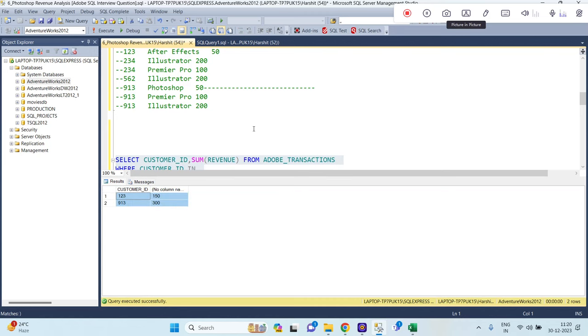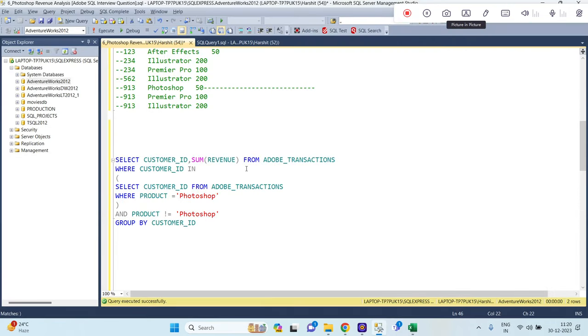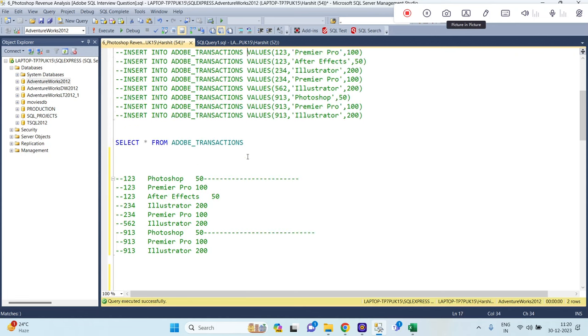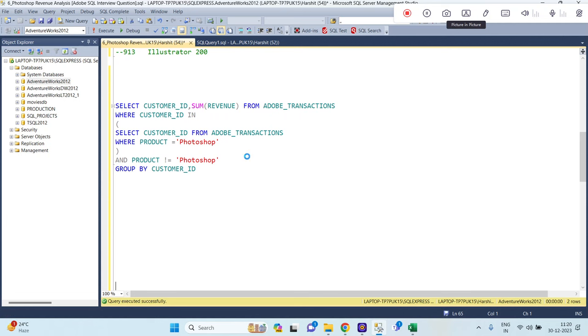This is the same thing I have written in Excel, right? 123 150, 913 300. Same thing I have explained in the Excel file, and these two lines, right? These two lines. So now let's move ahead with the next question.